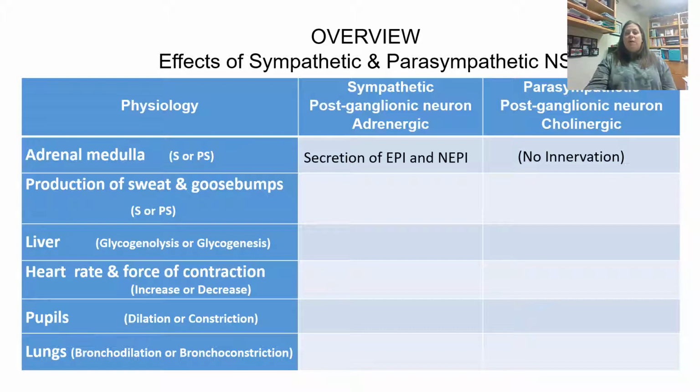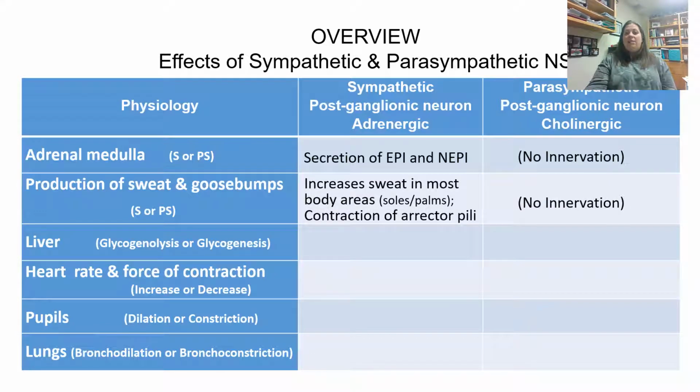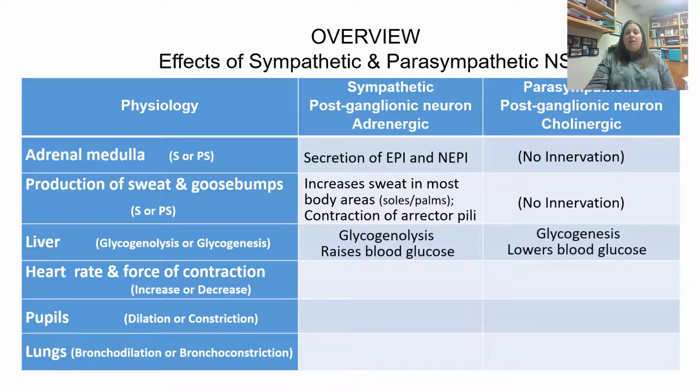Production of sweat and goosebumps. We see that increased sweat is going to happen in most body areas with the sympathetic nervous system, as well as contraction of the arrector pili, which are for the goosebumps. We do not see this with the parasympathetic. There's no innervation. The liver is going to be innervated by both. So this is that dual innervation. The sympathetic is going to cause glycogenolysis. It's going to allow for the blood glucose levels to rise, whereas glycogenesis is going to take place with the parasympathetic to lower the blood glucose levels, to store it away.